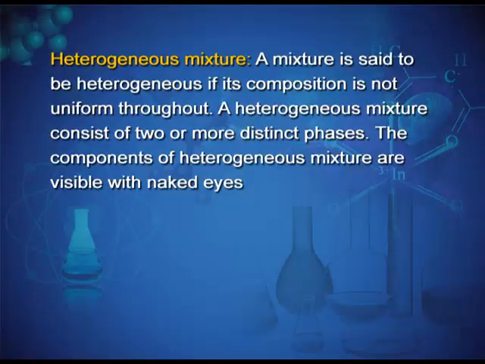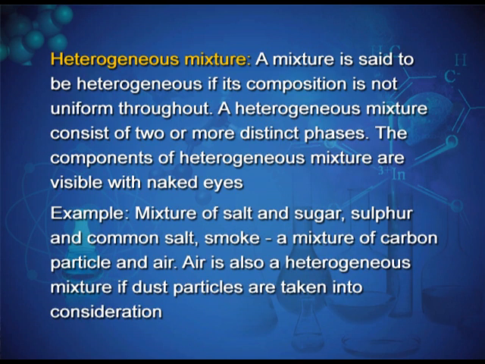Heterogeneous mixture. A mixture is said to be heterogeneous if its composition is not uniform throughout. A heterogeneous mixture consists of two or more distinct phases. The components of a heterogeneous mixture are visible with the naked eye. Examples: a mixture of salt and sugar, sulfur and common salt, smoke, a mixture of carbon particles and air. Air is also a heterogeneous mixture if dust particles are taken into consideration.